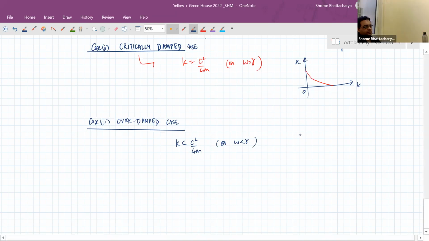So the graph of this one also looks very similar to the critically damped case, but the difference is that this has a sort of longer asymptotic relation, whereas this dampens to 0 comparatively faster.